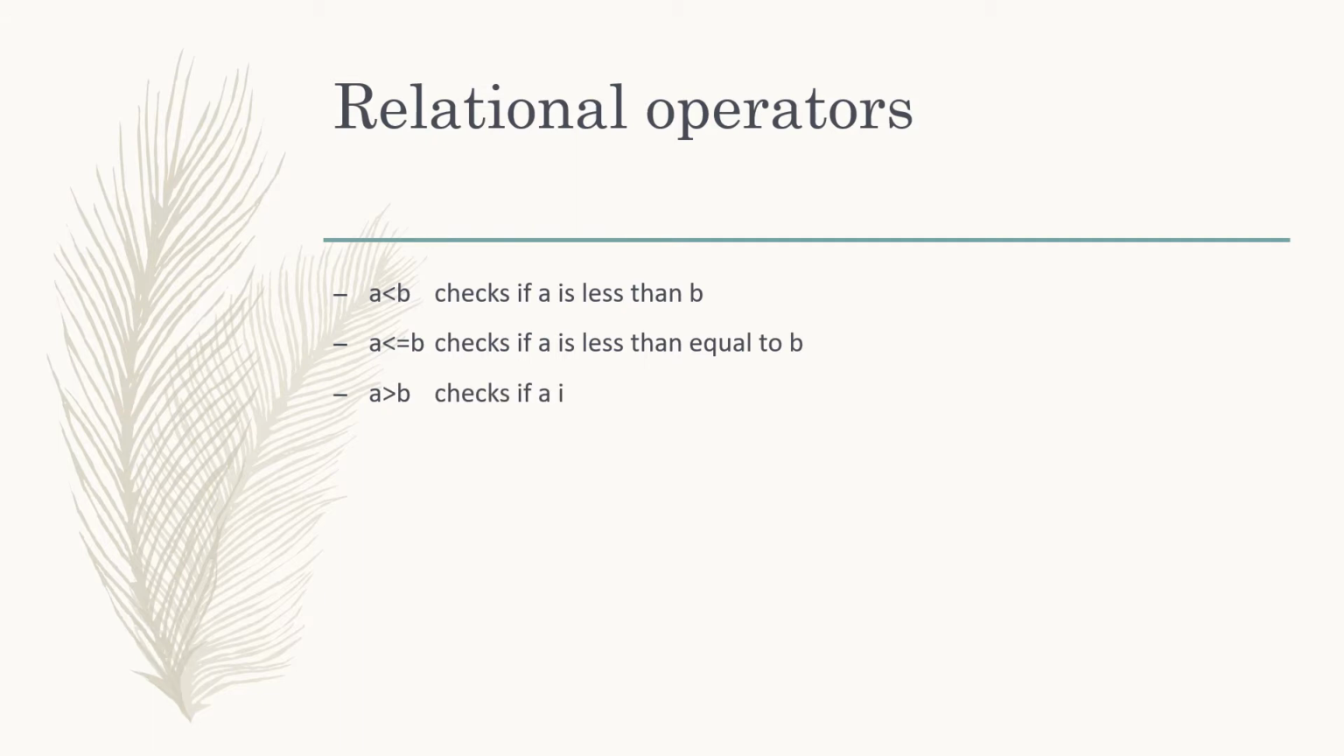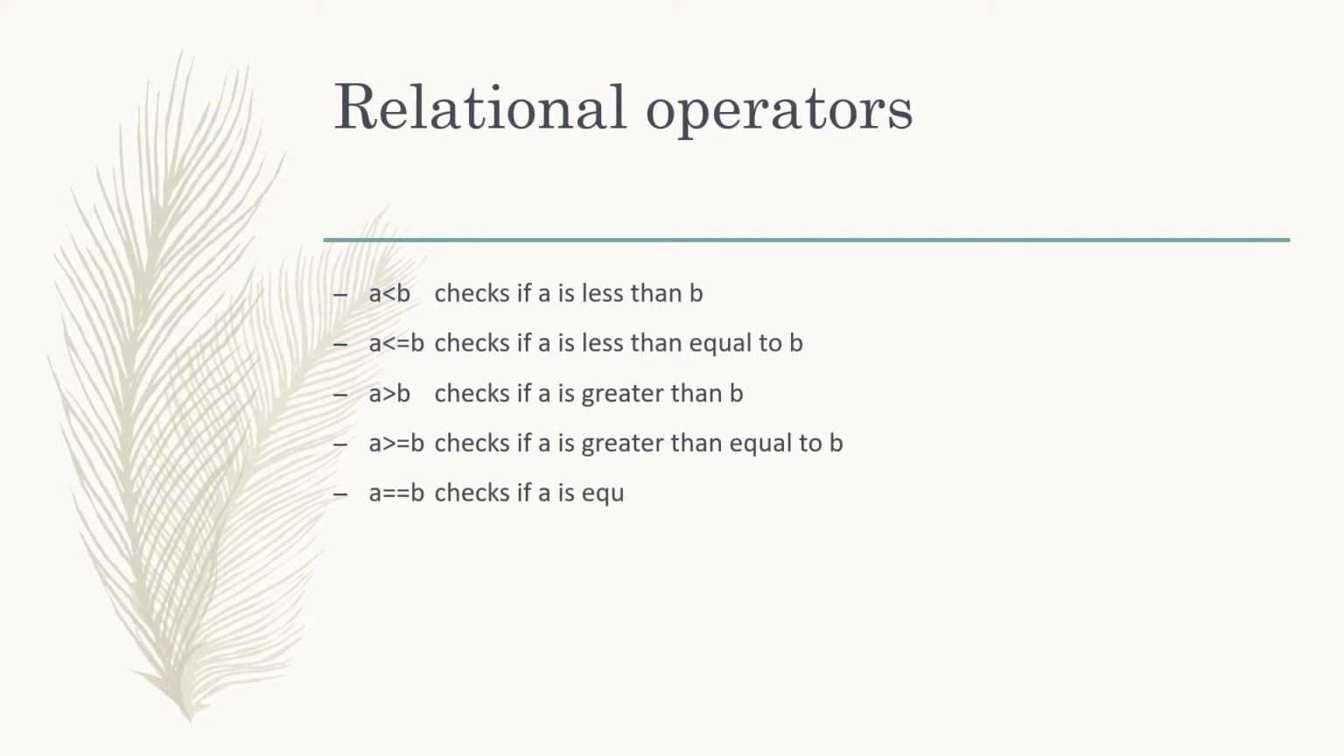Greater than sign checks if A is greater than B. Then greater than equal to sign checks if A is greater than equal to B. Double equal to checks if A is equal to B. And not equal to, that is exclamation equal to, checks if A is not equal to B.